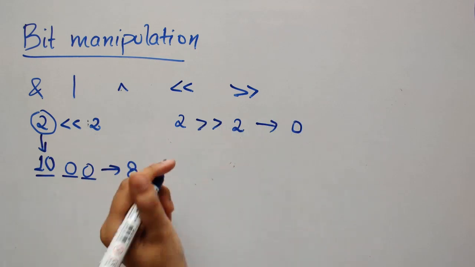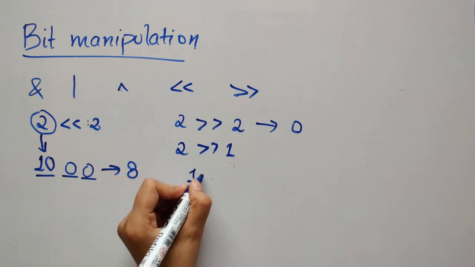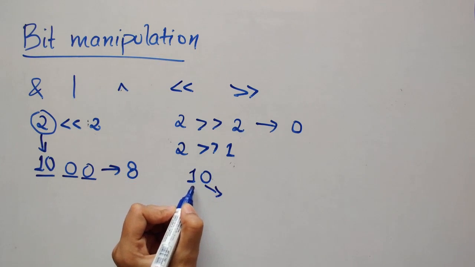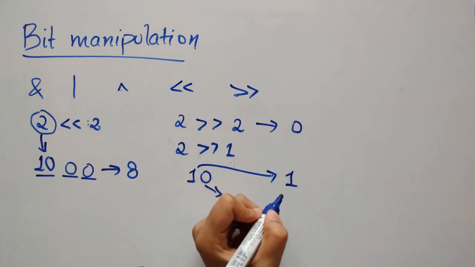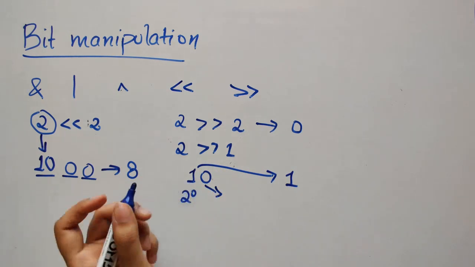But what if I did something like 2 right shift by 1 digit? What would that mean? 1 0. I'm doing right shift only once, so 0 will drop off, so I'll be left with 1, and 1 bit evaluates to the number 1. Okay, because 2 to the power 0 is 1, right?